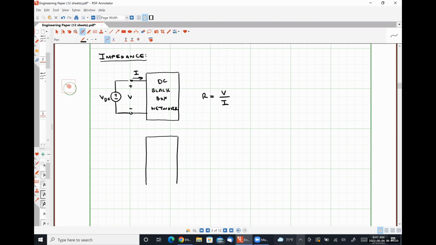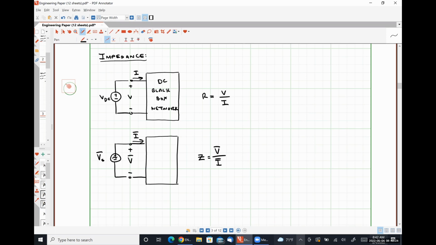Okay. So if we take our black box network and we apply a phasor voltage Vs, okay, which is just our way of representing a sinusoidal voltage signal, and we measure a phasor voltage V across the terminals of our network and a phasor current I flowing through the terminals of our network, we can define a quantity called the impedance Z, which is simply the ratio of the phasor voltage V over the phasor current I. So impedance plays the role of resistance in AC circuits.